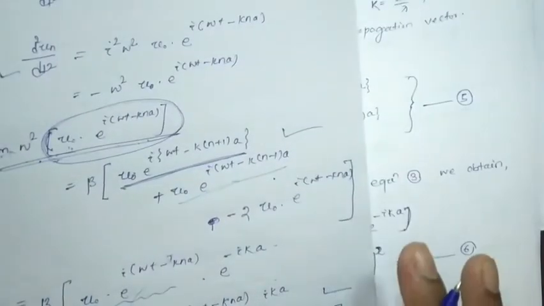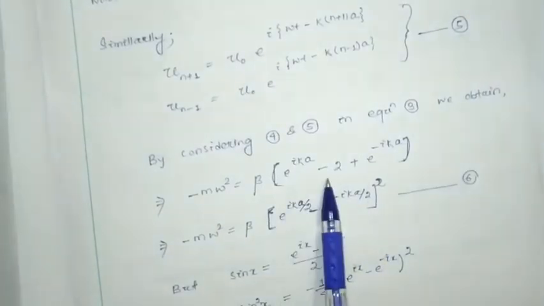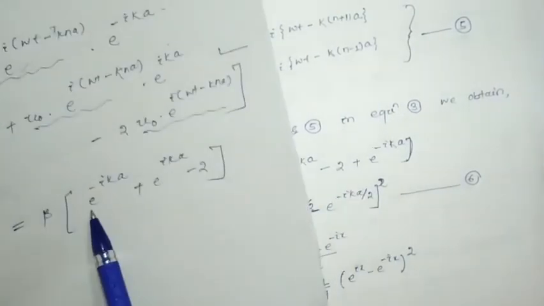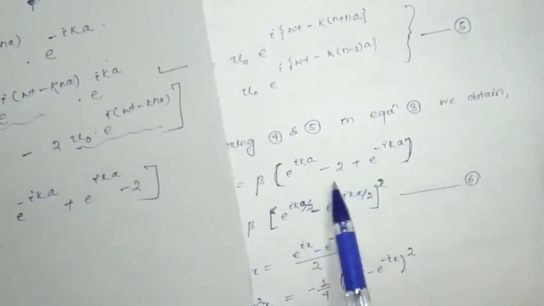Okay, so these steps I have omitted because they are simple steps you can do in your rough work. So I have written over here that using equations number 4 and 5 in equation number 3 we can obtain this one. Okay, see, e to the power minus ika, e to the power ika, minus 2.